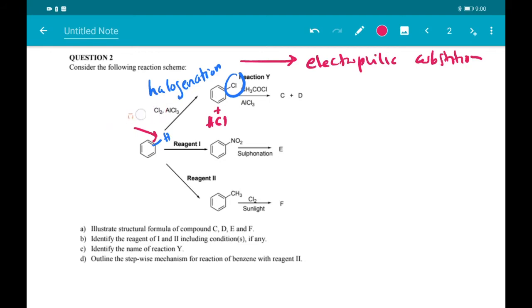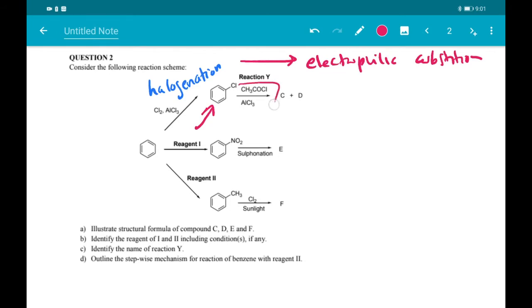Okay, again, I would like to highlight that instead of using AlCl3, we can also use FeCl3. Okay, if you're using bromine, you can use FeBr3, okay, iron bromide. Okay, you need to memorize this, the list of the reactant and also the catalyst for every electrophilic substitution reaction. Alright, after the reaction, it produces this compound 1-chlorobenzene. Okay, it produces 1-chlorobenzene.